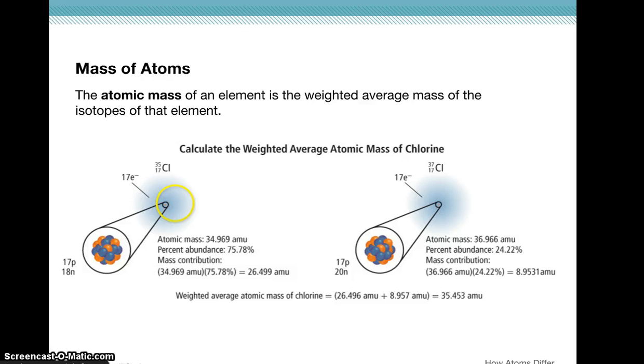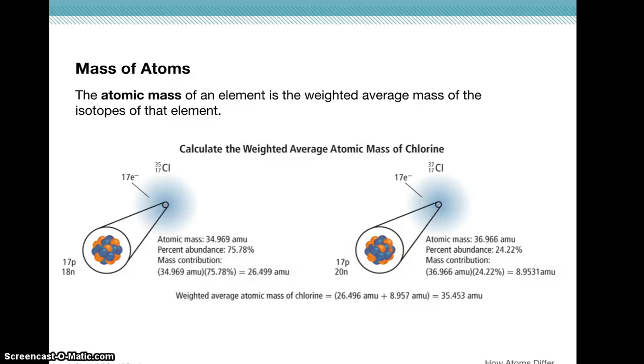So what you can see here is one isotope is chlorine-35, the other isotope is chlorine-37. Okay, so this says that chlorine-35 is 75.78% abundant. So that means if you found 100 chlorine atoms in nature, about 75 of them would be chlorine-35. The other 25 would be chlorine-37.